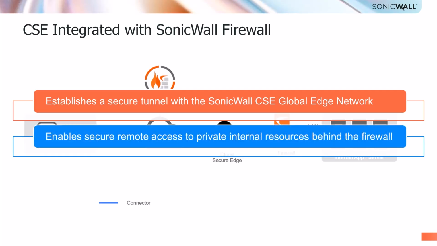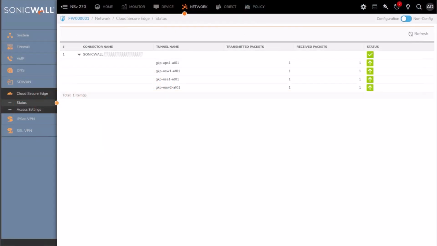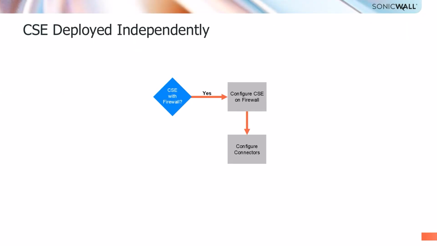The CSE connector on the firewall enables secure remote access to private internal resources behind the firewall. The firewall is only required to connect outbound to the internet and does not need any inbound open ports. When CSE is integrated with the firewall, you can view its status on the Cloud Secure Edge status page of the firewall. You can also deploy CSE independently.